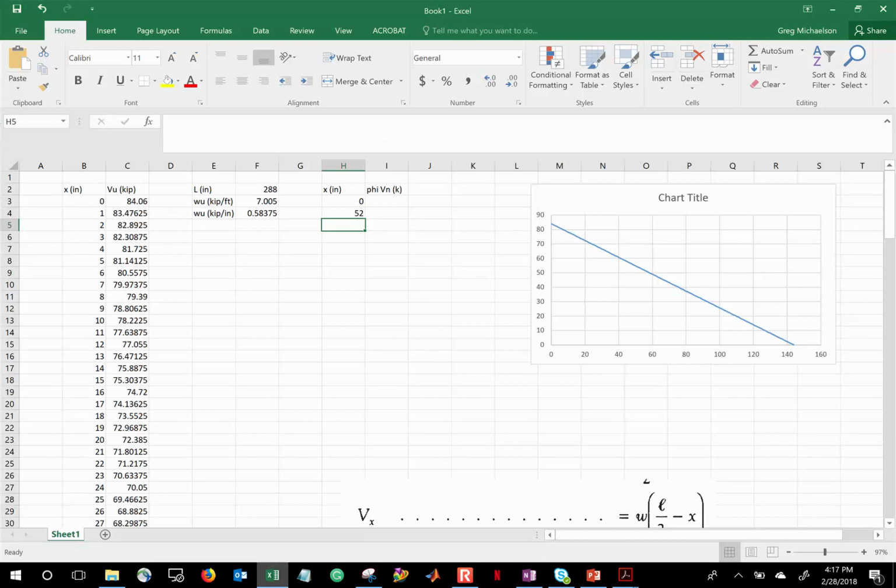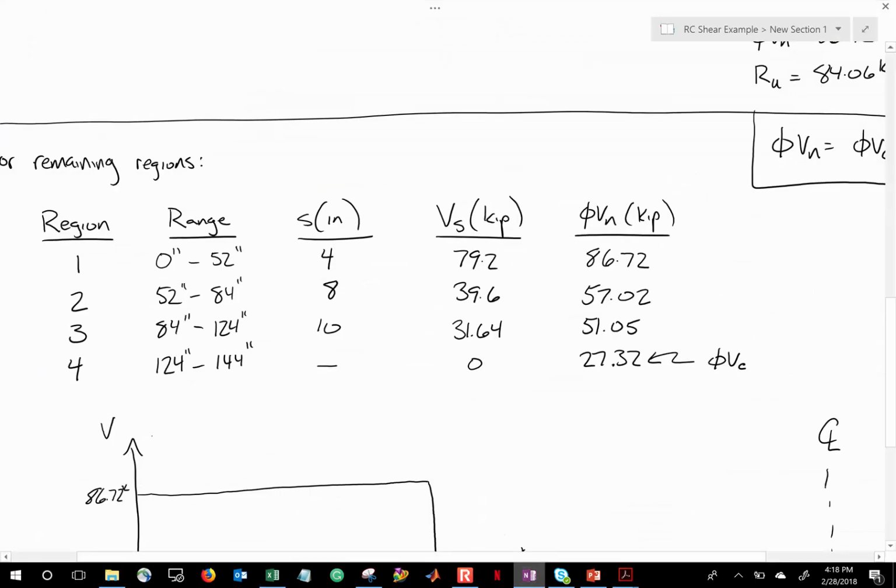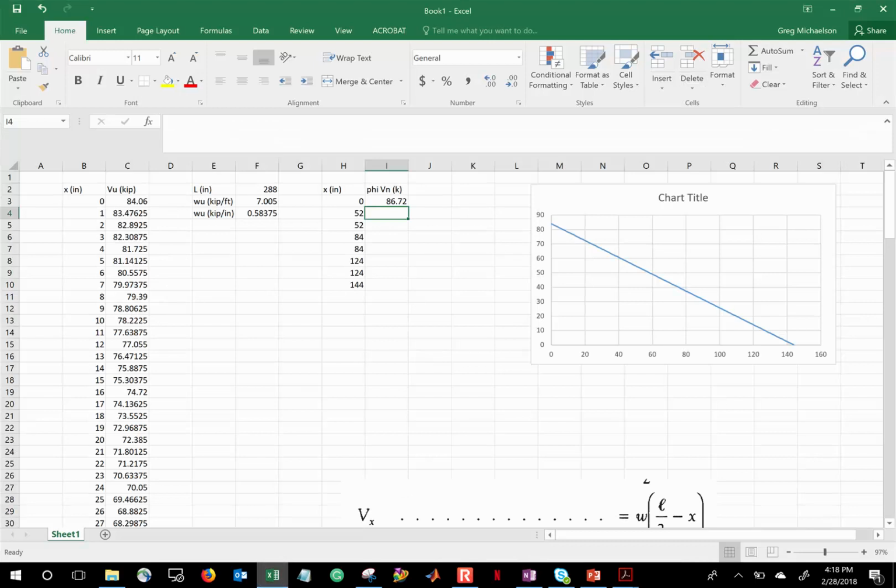So 0 to 52, 52 to 84, 84 to 124, 124 to 144. If you notice, it looks like I doubled up on some values, and that's right. I meant to. So this first one is 86.72. You can see I got that right there at the right end of this table. And just repeat that. So 86.72.